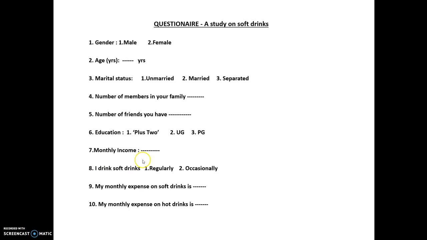So there is a questionnaire which is a study on the soft drinks. You can see the first question is on gender, male, female. The second is on age. Gender is a nominal scale, whereas age is given as a ratio scale. Marital status, you have again a nominal scale. Number of members in your family, ratio scale. Number of friends you have, ratio scale. Education, nominal scale. And there are also more things that have been asked here.